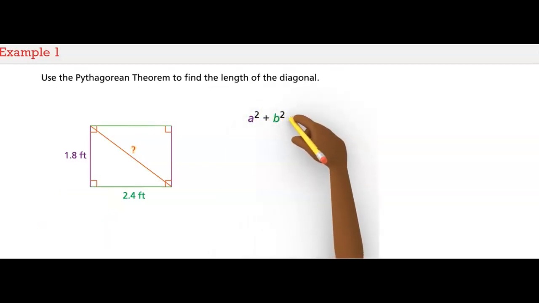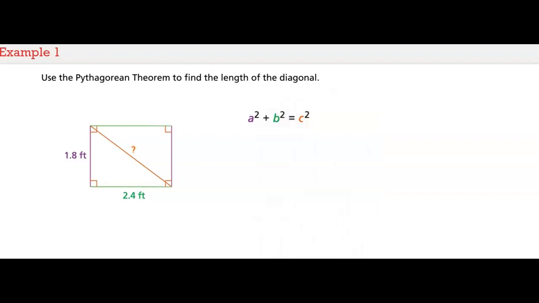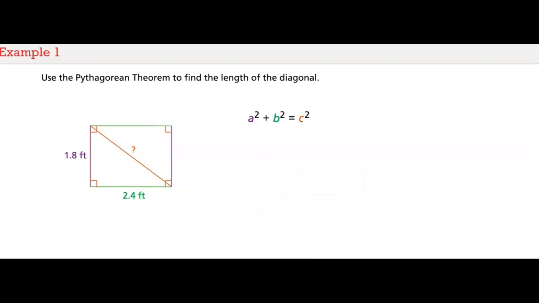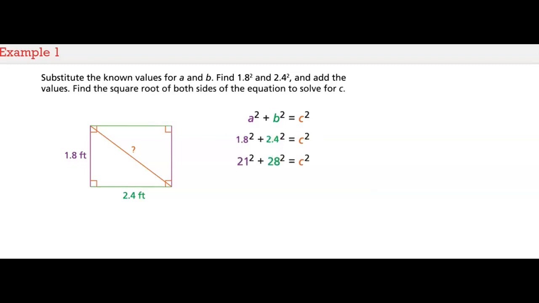We can use the Pythagorean theorem to find the length of the diagonal. Substitute the known values for A and B. It doesn't matter which value you choose for A and which you choose for B. The sum of the 2 squares will be the same. Find the squares and add the values. Find the square root of each side of the equation to solve for C.